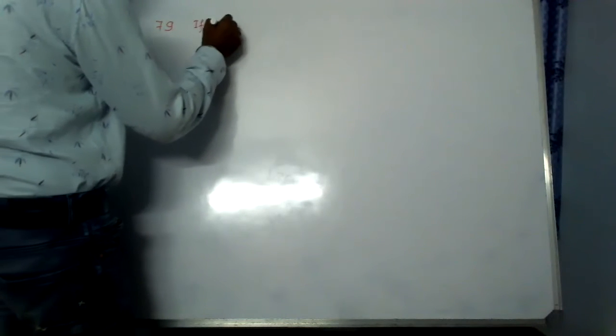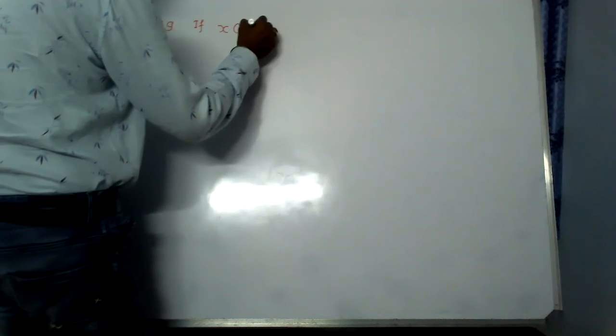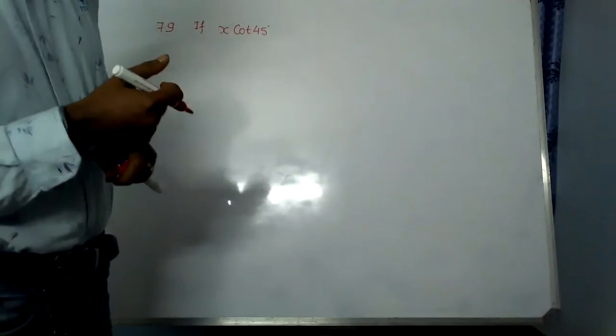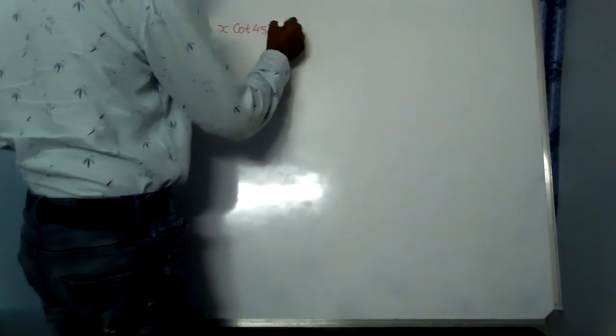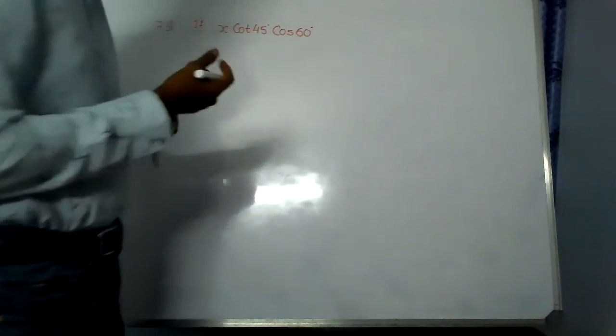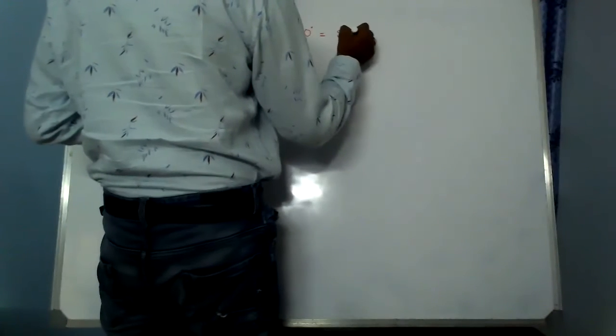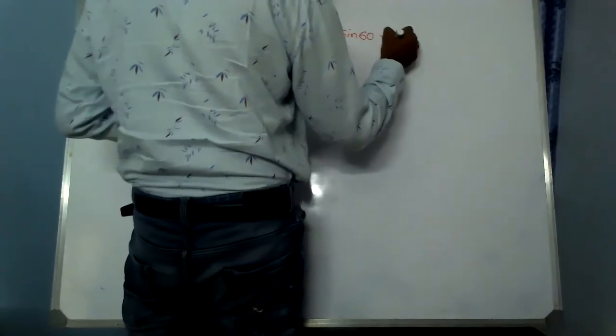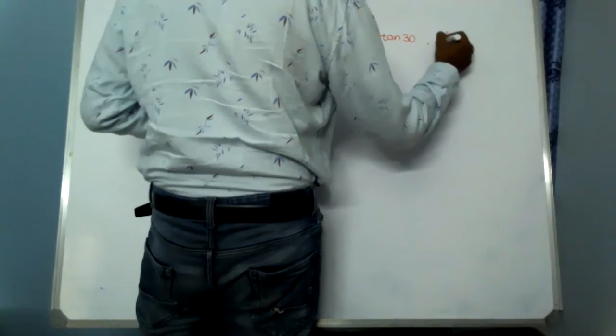It says if x cot 45 degrees into cos 60 degrees is equal to sin 60 degrees into tan 30 degrees, then find the value of x. So that is your whole question.